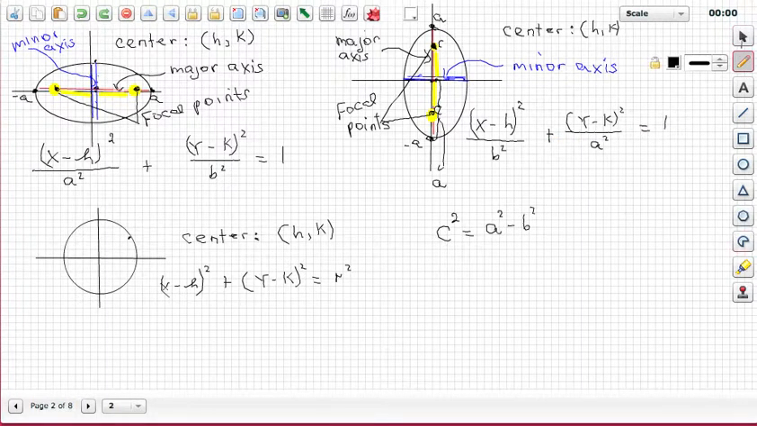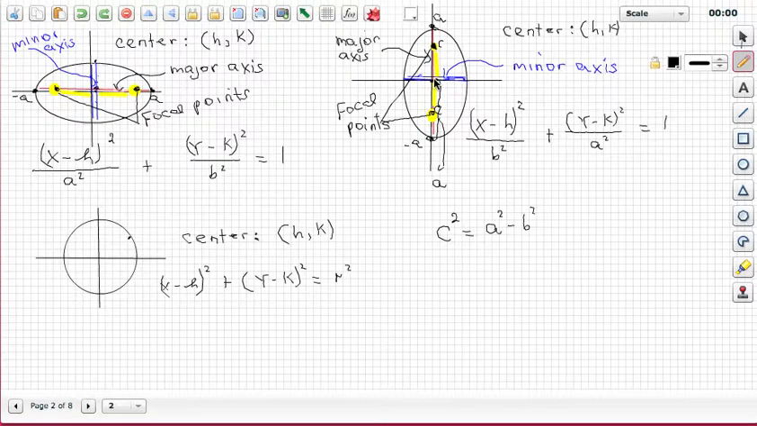Let's look at the general equation for the two ellipses. If it is lying along the x-axis, it's (x minus h) squared over a squared plus (y minus k) squared over b squared is equal to 1. The major axis is below the x minus h term. Here, the major axis is below the y minus k term. As before, (h, k) represents the center.